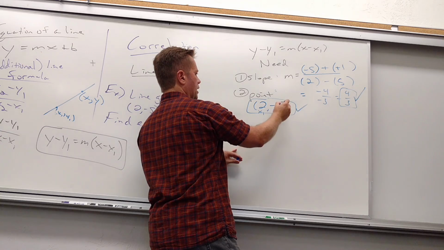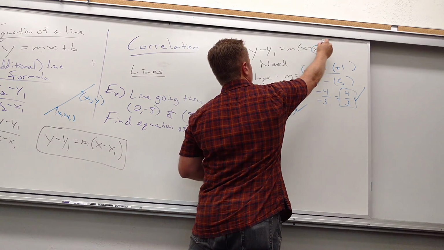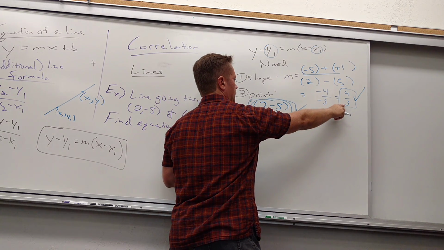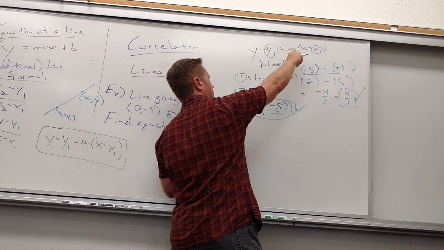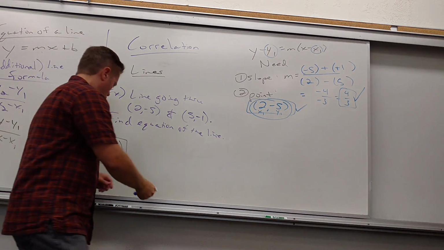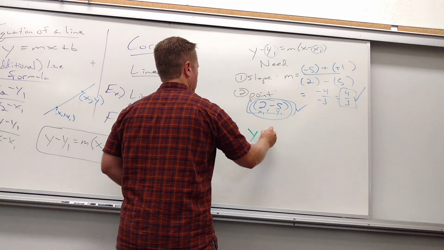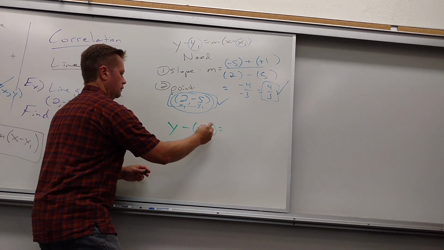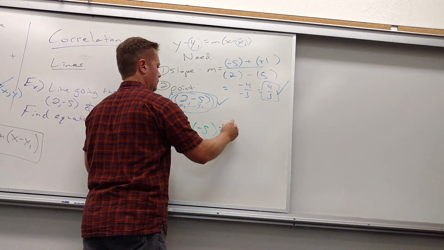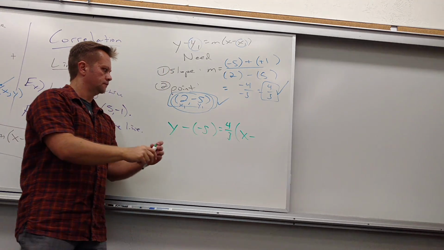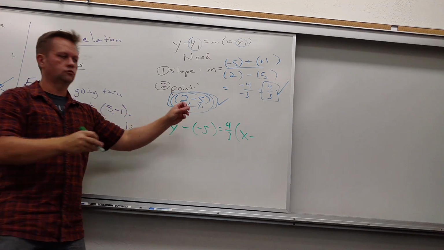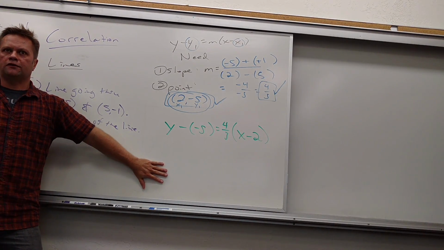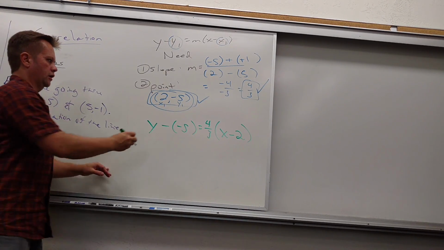So now I just got to plug and chug. These are x1 and y1, and this is m. So I get y minus what? What's the y piece? -5. Equals the slope times x minus what? The x piece, 2. Oh, you're going to like this. You would put a fraction in there, Jeff. Yes, you know me better. So I get y plus 5.